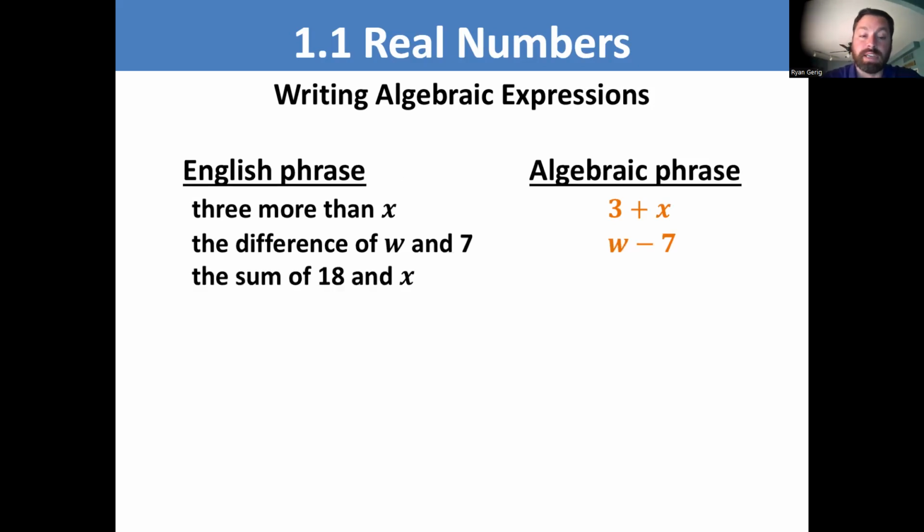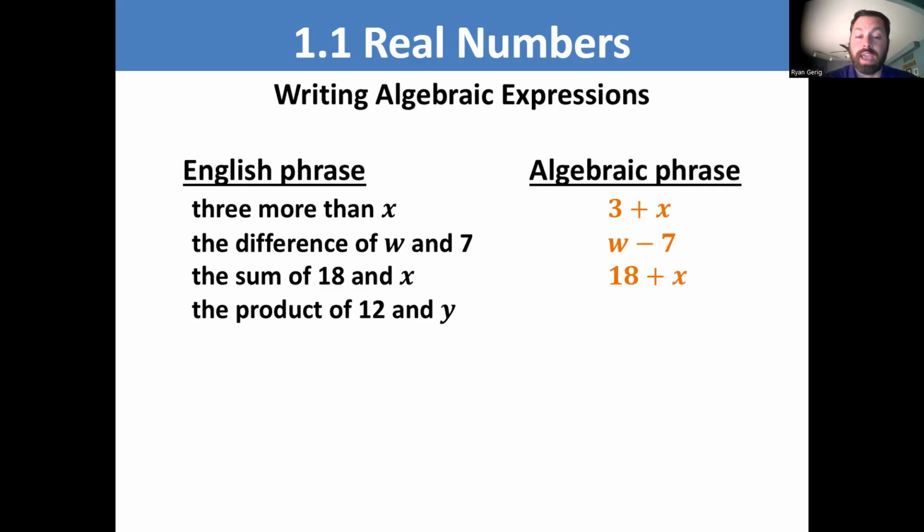The sum of 18 and x. Pause it. See if you can write the algebraic phrase from that. Sum implies addition. So we're going to do 18 plus x. The product of 12 and y. 12 and y are being multiplied. Product implies multiplication.